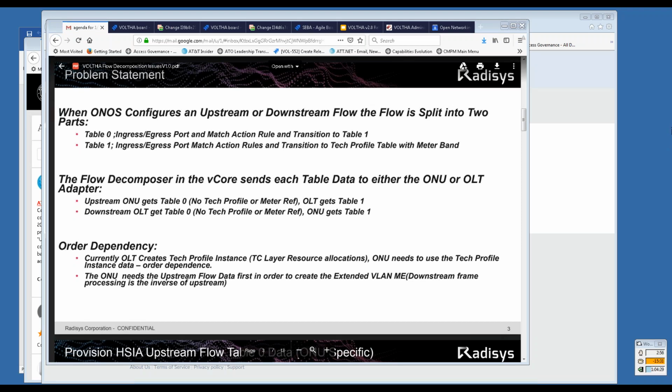As a side note, another issue is order dependency as well. Currently the OLT is the one that creates the tech profile instance and allocates the TC layer resources.